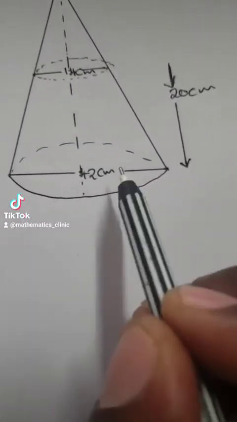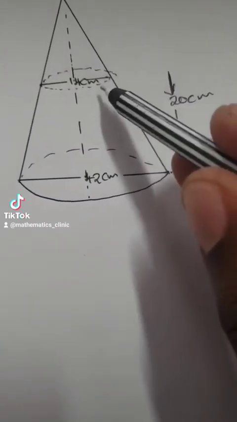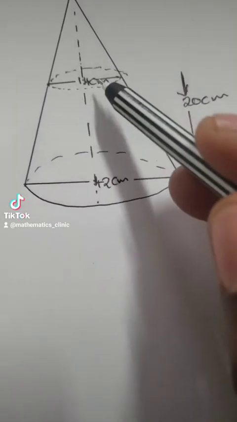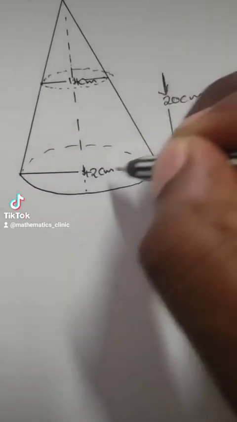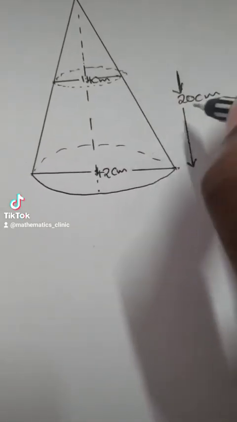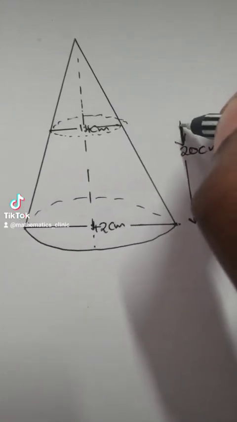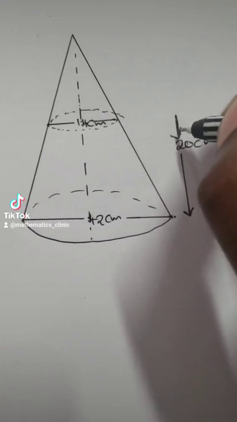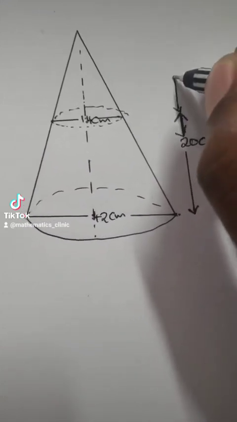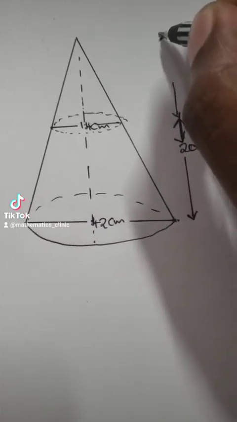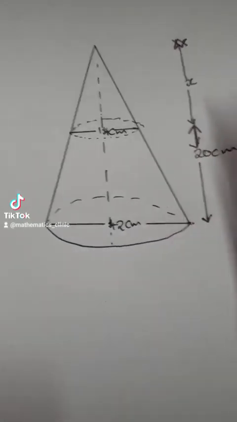All right, so now we have something like this. This is our base, which has 42 centimeter diameter, and where it was cut from, we have another circular part with the diameter 14. Then our height from this base to where it was cut from is 20 centimeter. We don't know the height from where it was cut from to the apex, so we call it x.